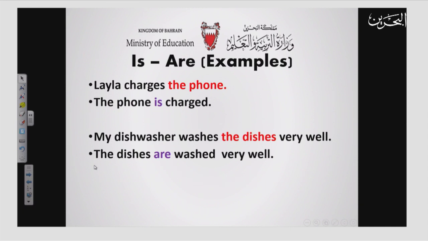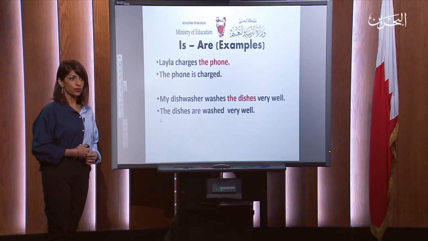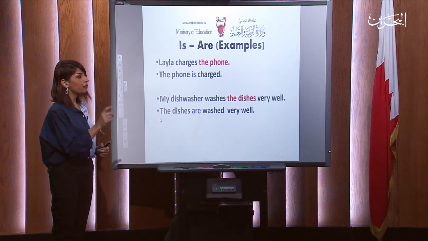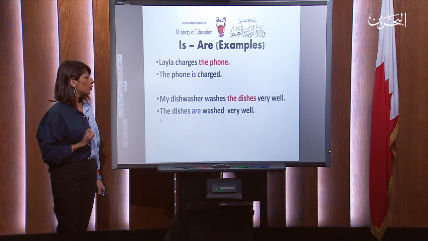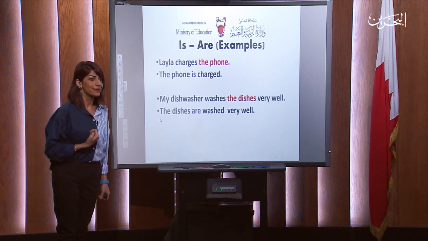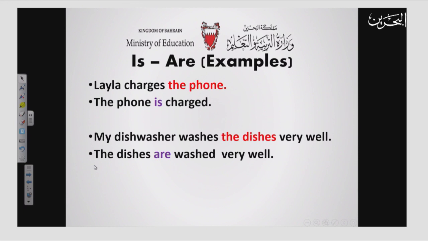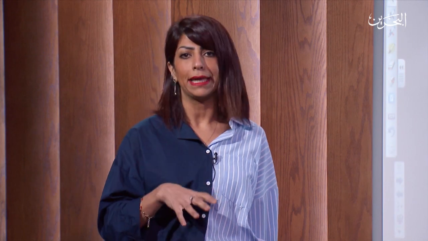Layla charges the phone. In this case, if I want to transfer it into passive, I start with the object: the phone is charged. Now, the second case: my dishwasher washes the dishes very well. The object is the dishes, which is plural. So, the dishes are washed very well. And this is how it goes. In order to know which one to use, is or are, I have to concentrate on the object mainly.